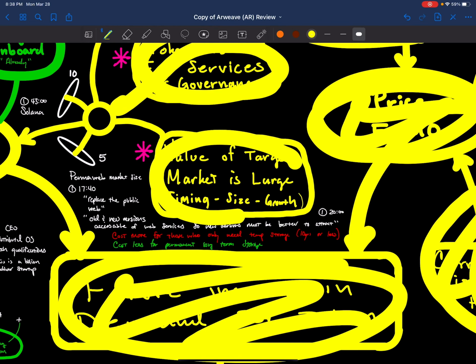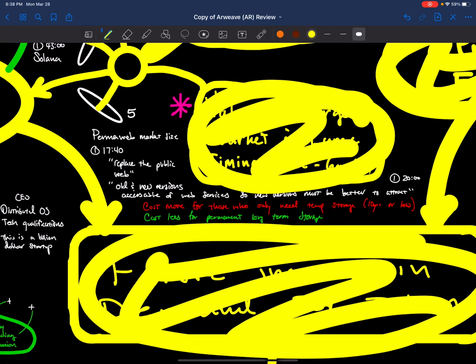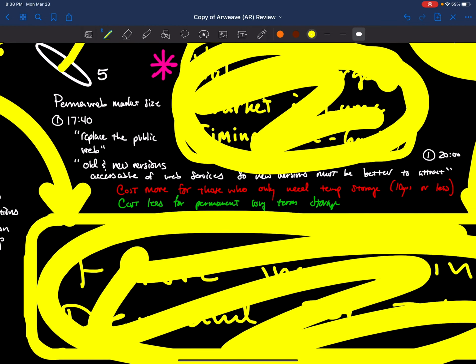Value of the target market, I put that as neutral as well, because one of the major things that I see with it is that it costs way more for those who only need temporary storage. And I think that if I'm building an application, I'm going to focus on a 10 to 20 year time span, and it's much cheaper to store for that short period of time. But if I really did want to store it long term, this is the cheaper solution. And so it would cost less in the long run. I would start to see an ROI on paying up front in the long run. And so those are the dynamics here.